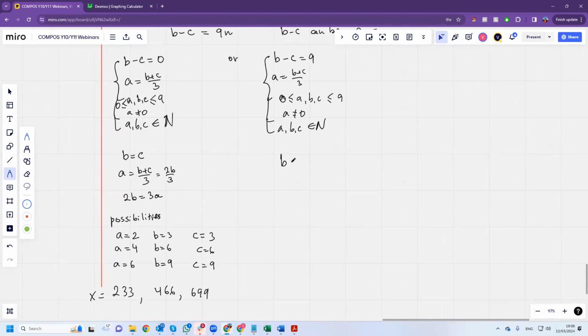From here, B minus C equals 9. Well, there are very few possibilities here because it's either 9 minus 0 is 9 and nothing else. 8 minus 1, no. No, that's the only possibility. So B equals 9, C equals 0. And that means A is 3. So it's 390. So these are the 4 numbers.